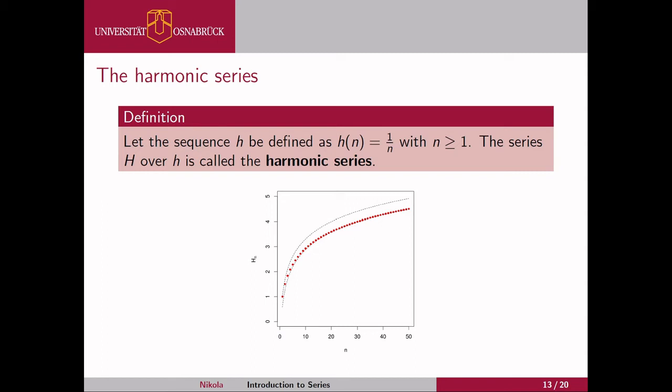And here in the figure, you can see a plot of the harmonic series, the partial sums of 1 over n. And interestingly, you can see an upper and lower bound of logarithms. So the small little black lines are just logarithmic functions with different bases. So this already gives a little hint on where we're going with this.